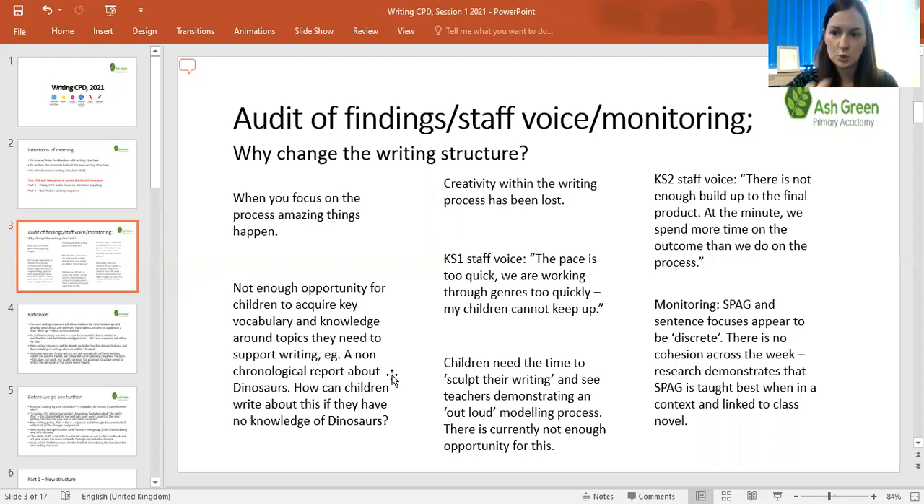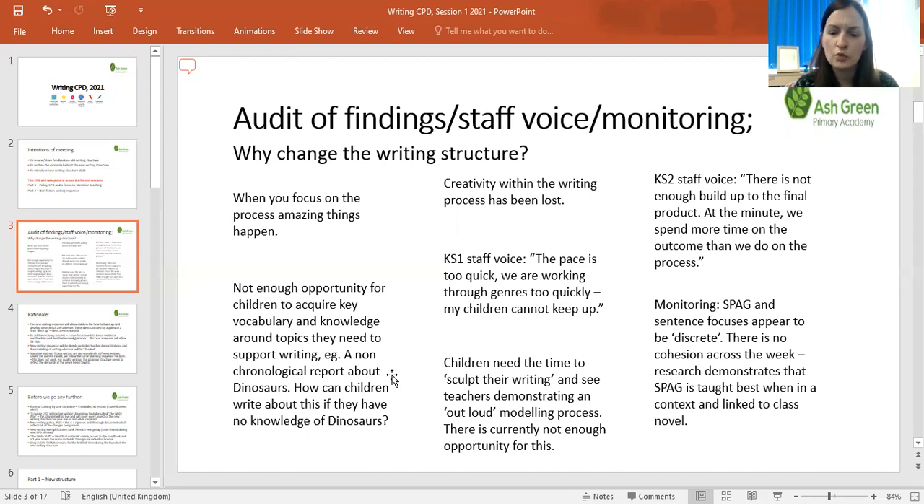We're more weighted towards the end of the sequence rather than the start of it. And that doesn't make any sense at all, because children need those opportunities to be exposed to language, to be exposed to modelling, teacher demonstrations. And at the moment, we perhaps could be doing a bit more around that.